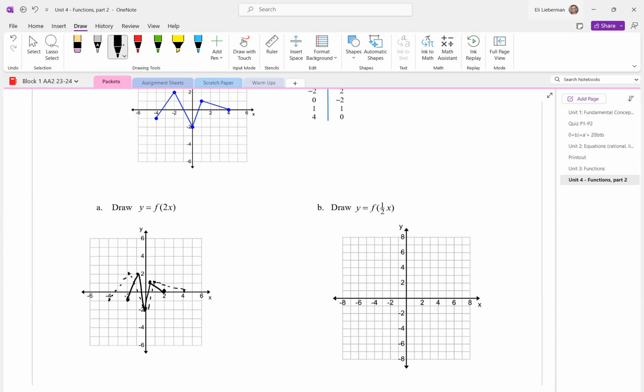You notice in the second graph, again, that 1/2 is on the inside, but in this case the number is between 0 and 1. What's going to happen to our function? It's going to be stretched horizontally by a factor of 2. So I'm going to very carefully dash in the original function, 1, 1. Okay.